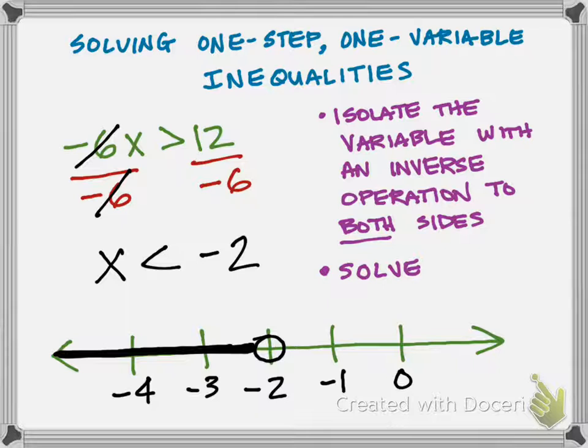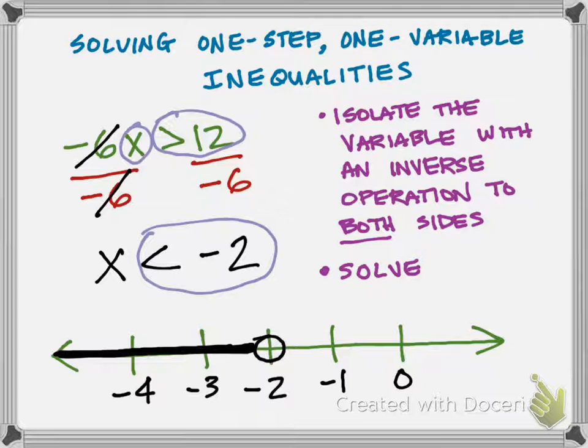So why do we have to flip the symbol around? Why is that there? What we could do is say, okay, I can pick a number less than -2, and I can plug it in for x. And if I do, the answer should be greater than 12.